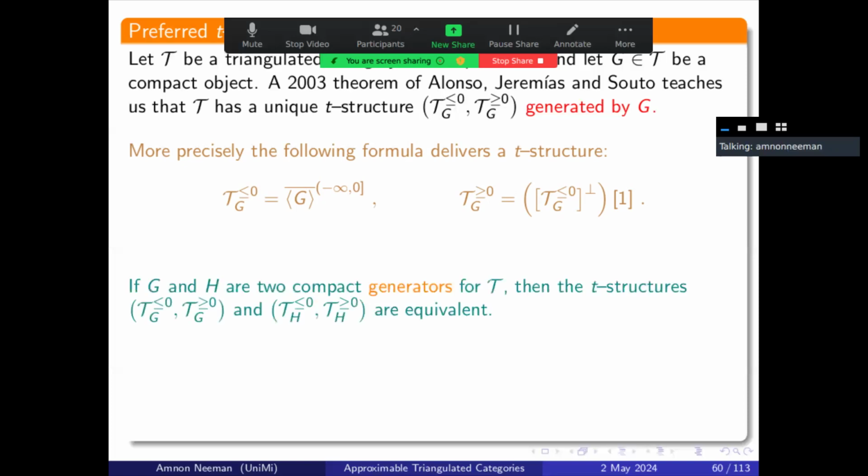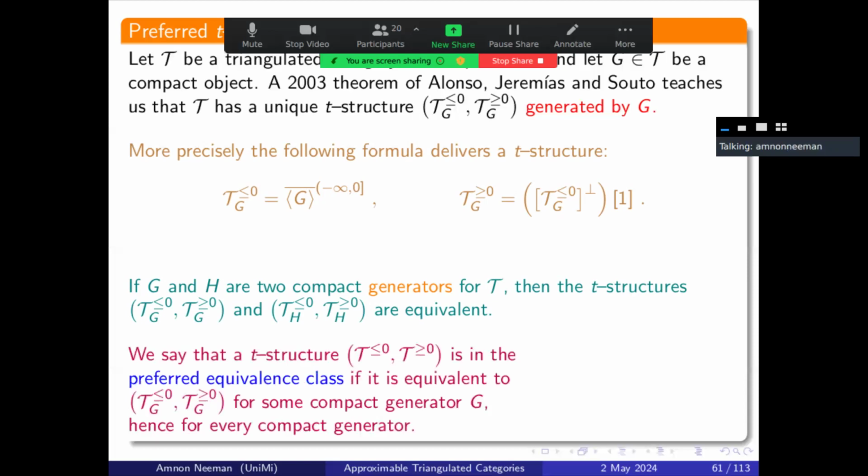And then one proves relatively easily that if G and H are two compact generators, then the T structures they generate are equivalent in the sense of equivalence I gave above. So in other words, if the category has a compact generator, then it also has a preferred equivalence class of T structure. You declare that a T structure is in the preferred equivalence class if it's equivalent to a T structure generated by some compact generator, and therefore by every compact generator.